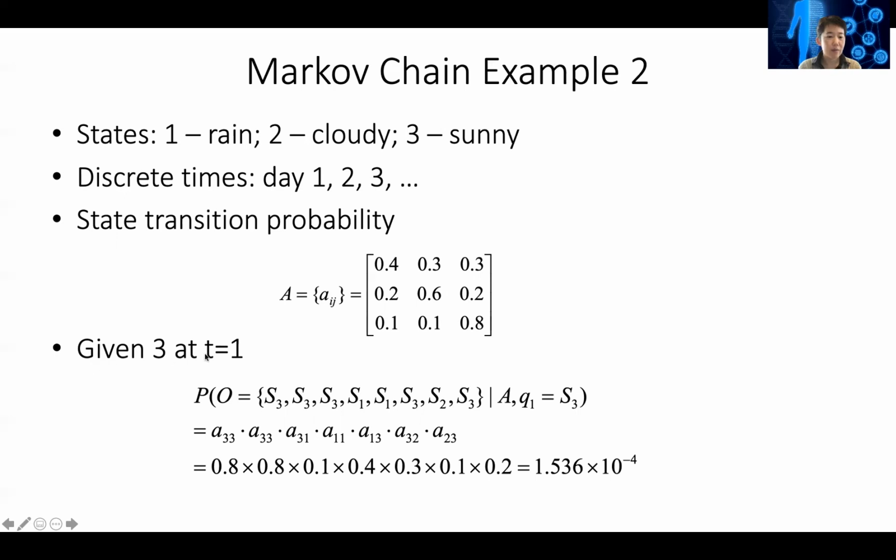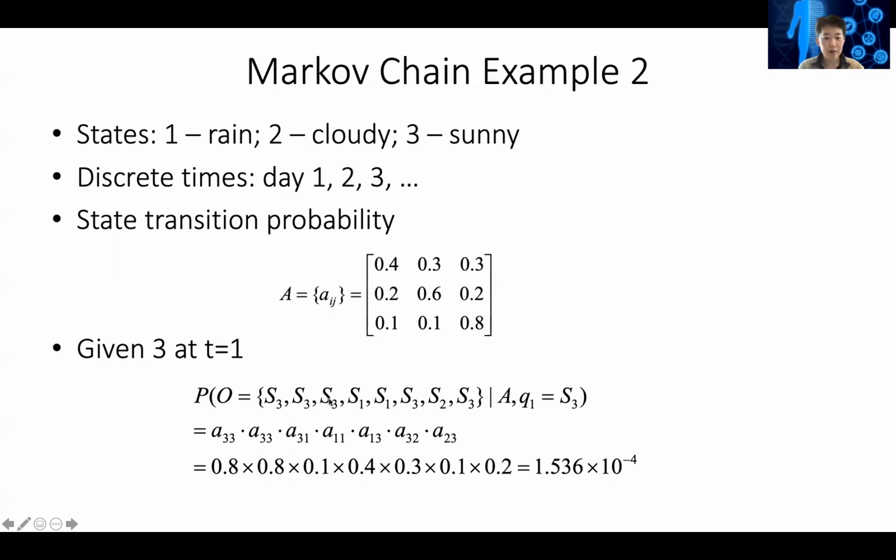We can say that, given that on day 1 we have a sunny day, what's the probability of observing the following string of events: sunny, sunny, sunny, rain, rain, sunny, cloudy, and sunny. Knowing that the first day is a sunny day, we just ask, what is the probability we will have a sunny day again? That's transition A33, it's 0.8. And then from the second day to the third day, again it's transition A33, which is again 0.8.